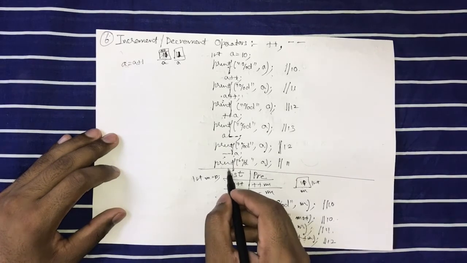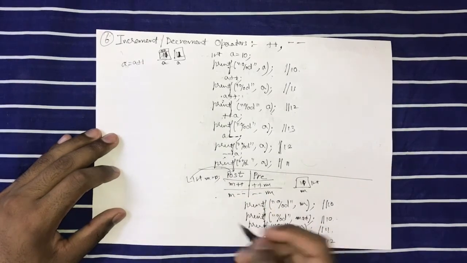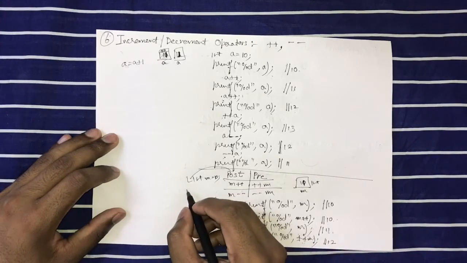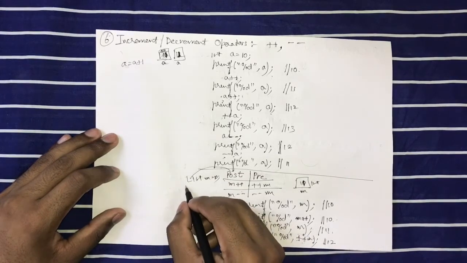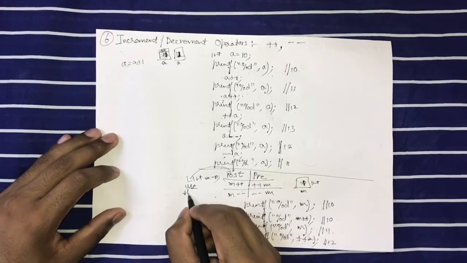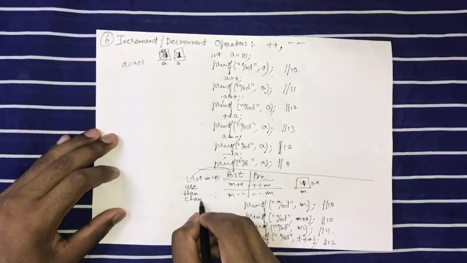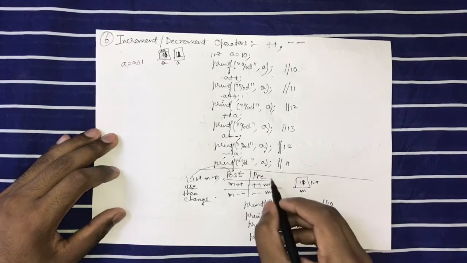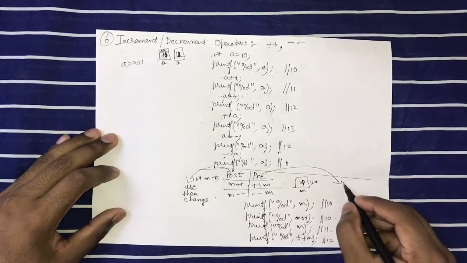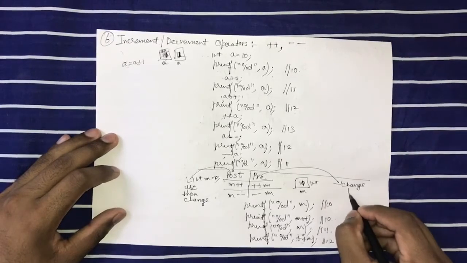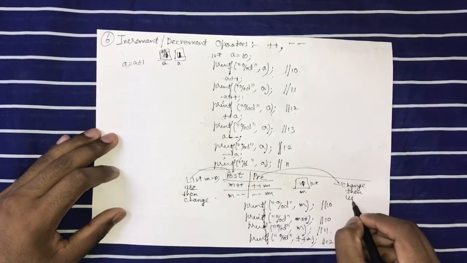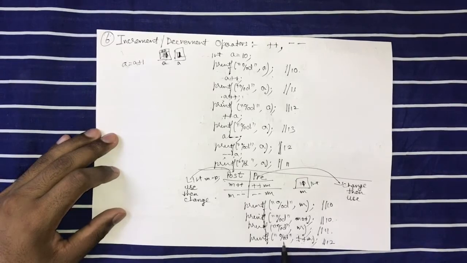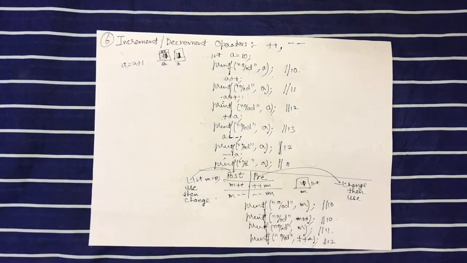For understanding post, the shortcut you can remember is: use, then change. You use the value and then change it. For pre, you can remember: change, then use. You change the value and then use the variable. So this was all about increment and decrement operators.